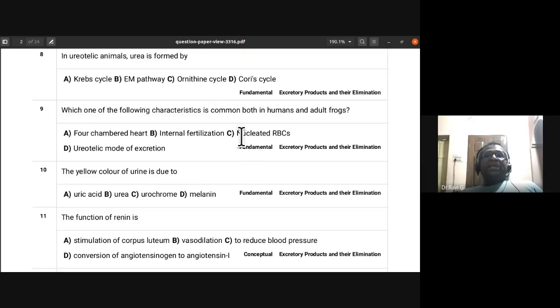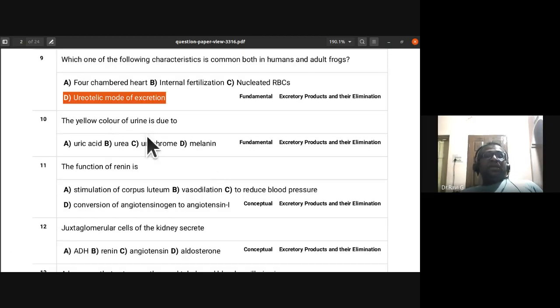Which one of the following characteristics is common both in humans and adult frogs? It is the ureotelic mode of excretion. So both of them have urea as a nitrogenous waste. So the ureotelic mode of excretion is common both in humans and adult frogs. The yellow color of urine is due to urochrome.